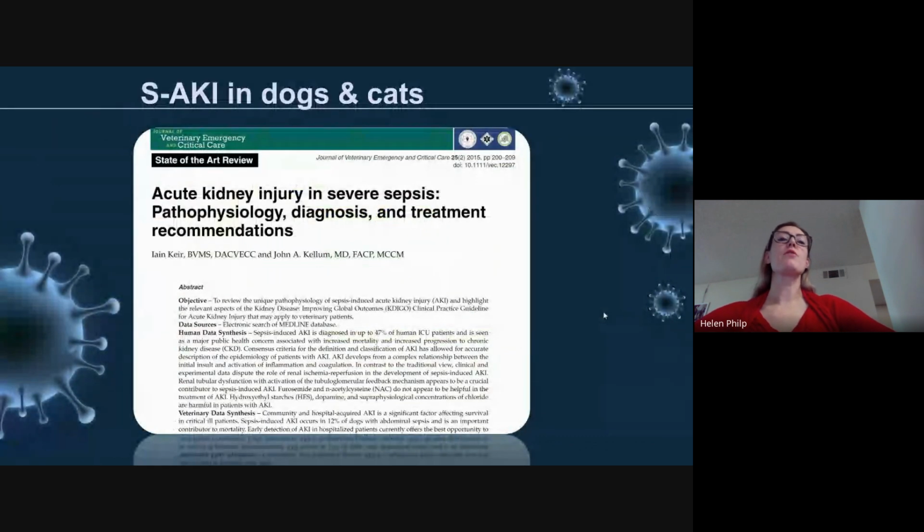And so what do we know about this entity in dogs and cats? And I found this review article in DACVECC, which is really nice. It's kind of cool because it's written by a veterinary criticalist, but also a human nephrologist, and he's quite widely published in the area of septic AKI. So it's really interesting. It's kind of an amalgamation of everything that was known at this time in human septic AKI and what little is known in our veterinary patients. And I was looking at this thinking, 2015, it's not that long ago, but then it's actually nearly 10 years old. So maybe time for an update, but it's still a good read.